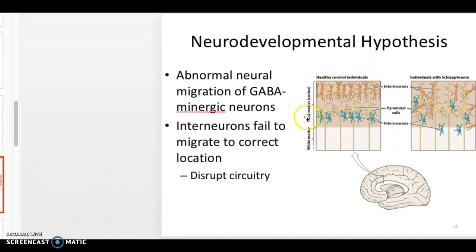So you can see this is a healthy control, very nicely well organized neuron. All of the interneurons are clearly placed in the right way. Here's the individual with schizophrenia, much more disorganized. If these neurons don't go to the right place, it can disrupt the circuitry, which can then cause problems with improper activation or deactivation in these neurons.